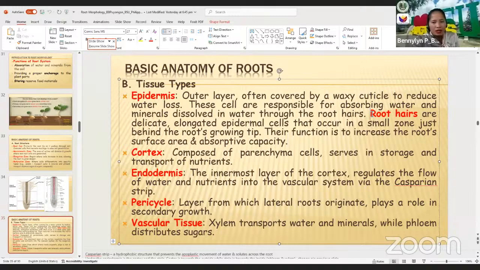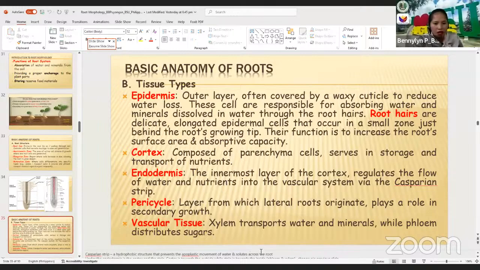By the way, some references mention that root hairs survive around 1 to 2 days, depending on the type of root. The cortex is composed of parenchyma cells and serves in storage and transport of nutrients. And then the endodermis, the innermost layer of the cortex, regulates the flow of water and nutrients into the vascular system via the Casparian strip. The Casparian strip is a hydrophobic structure that prevents the apoplastic movement of water and solutes across the root.